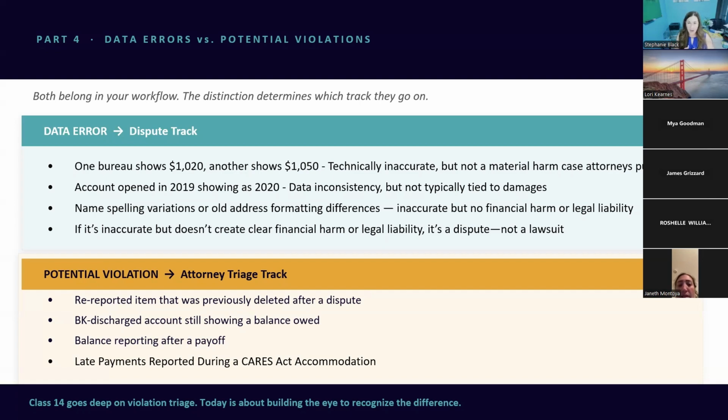A balance reporting after a payoff, you're going to put that on the attorney triage track. Late payments reported during a CARES Act accommodation. That ranges anywhere from March of 2020 all the way up to, I think, end of September of 2024. Because not only did you have the 3 years of the COVID deferment period, they also gave you another year on-ramp period where nobody was supposed to report any actual late payments. We see these all the time. We get a lot of these, especially in Credit Butterfly. It picks it up for you.